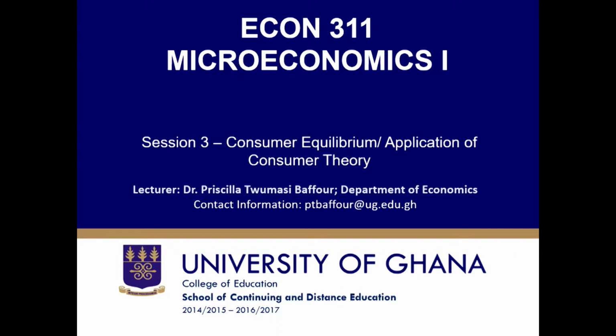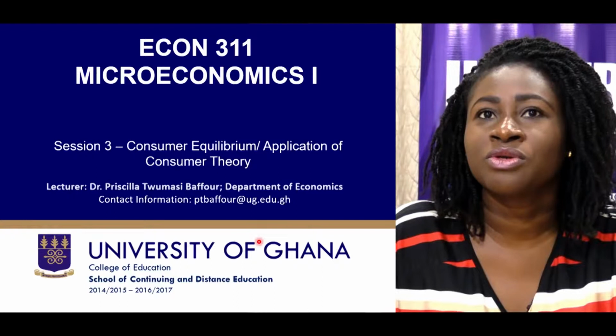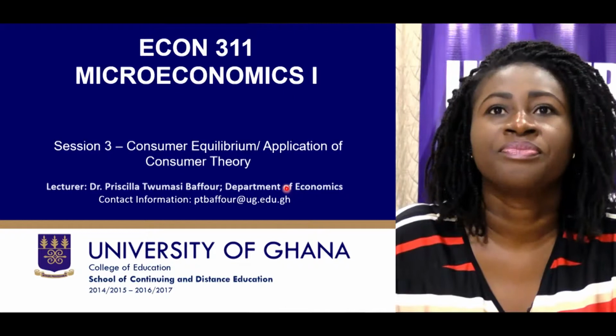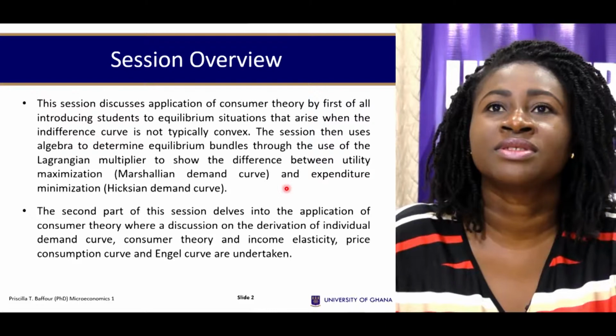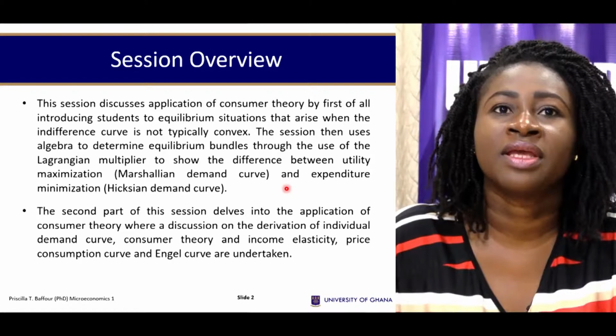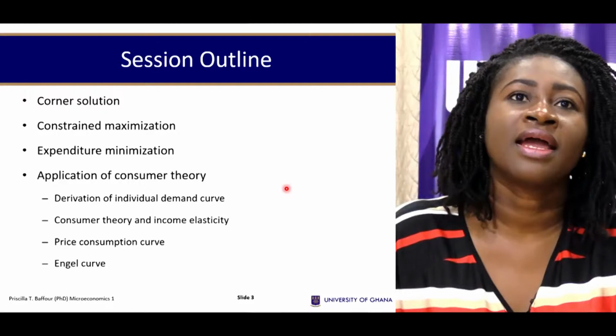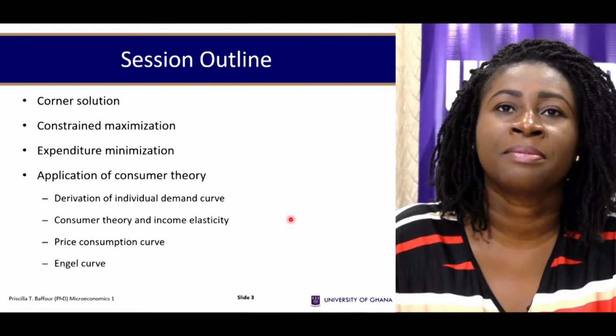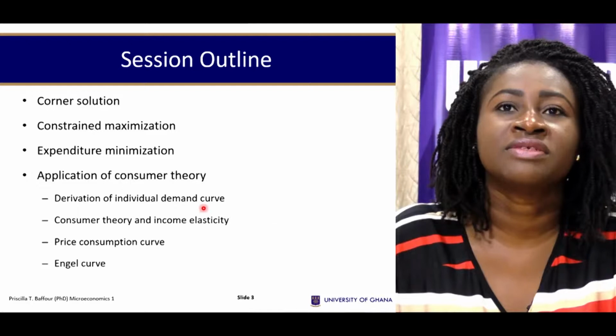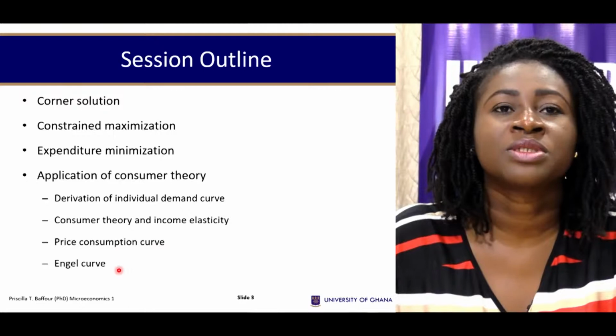So we continue our discussion on consumer theory, and here we are looking at equilibrium of the consumer and the application of consumer theory. This is the section overview, which is basically looking at how equilibrium is attained and some applications of consumer theory. In terms of the outline, as you can see, they are listed over here. We'll look at corner solution, application of consumer theory, and go through derivation of individual demand, consumer theory and income elasticity, price consumption curve, and the Engel curve.